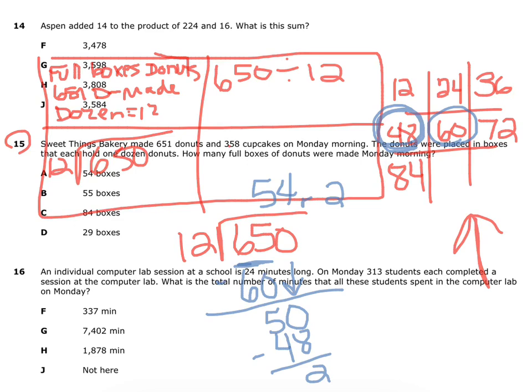So basically what we're looking at is that how many full boxes can we make? 54, because the rest are leftovers.